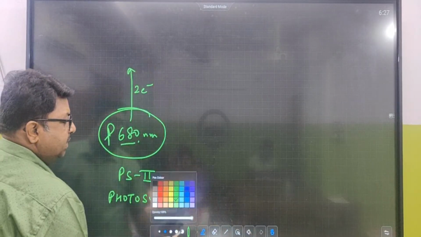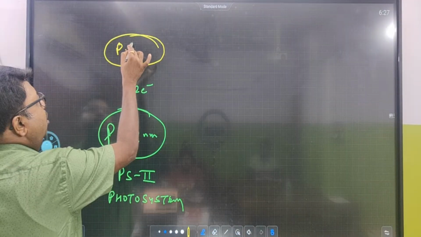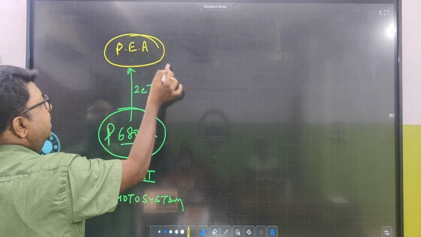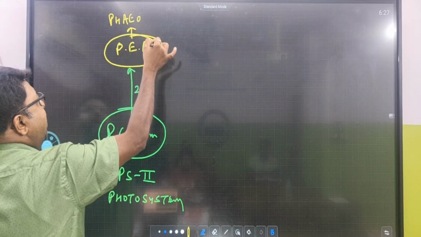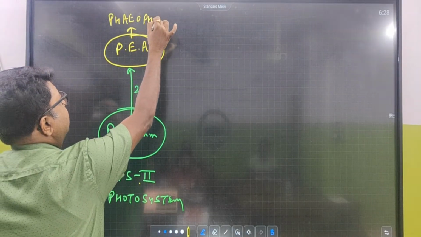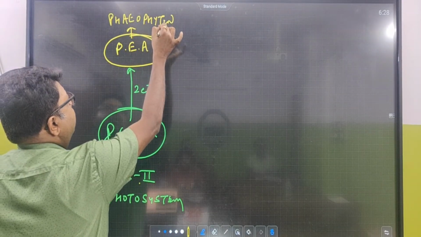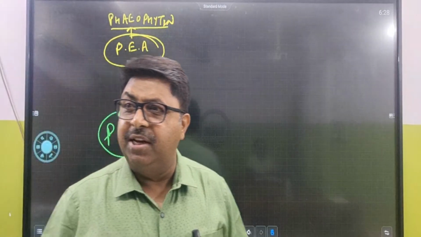Some electron acceptor. This electron will be accepted by an electron acceptor. We call it the primary electron acceptor. And tell me, in last day's class, what did we talk about? What is the primary electron acceptor of PS2? It is pheophytin. It is the primary electron acceptor and is going to accept the electron.